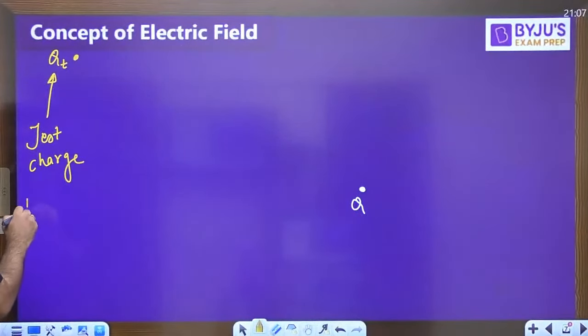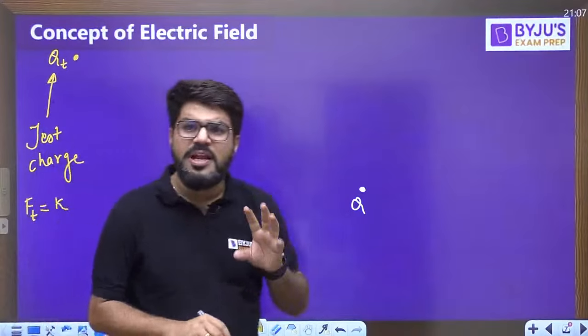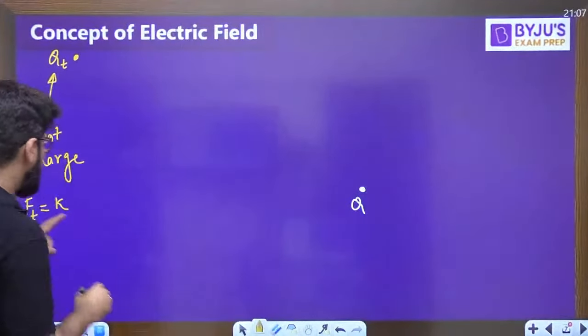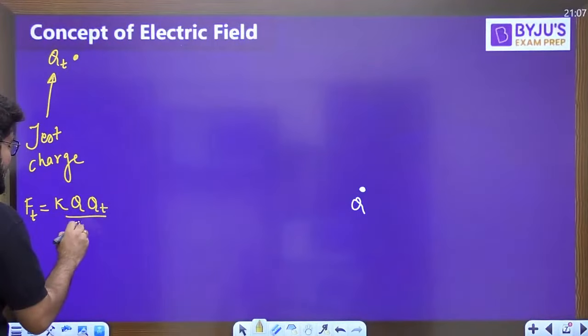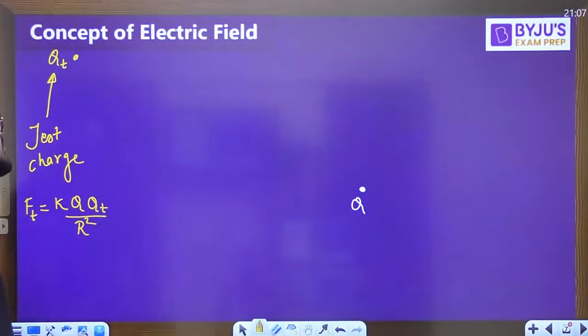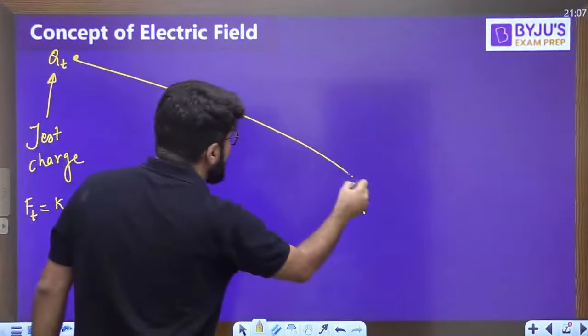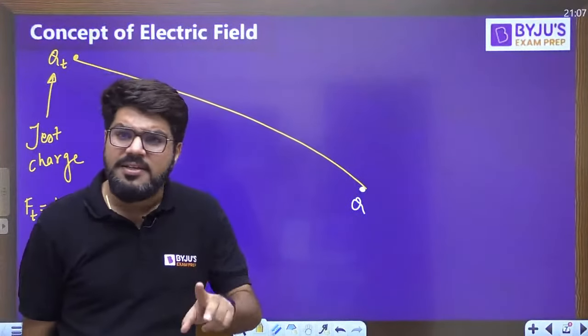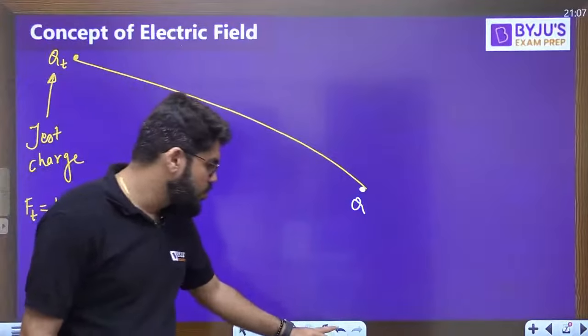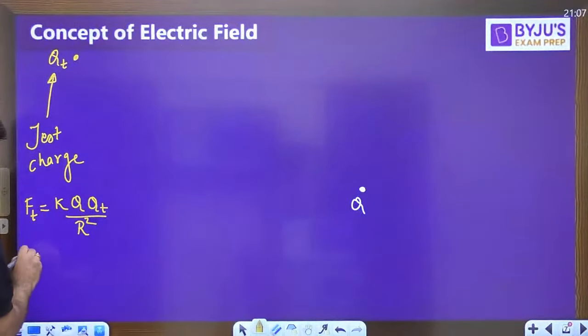Since it is at a far away distance, what is the force experienced by the test charge? According to Coulomb's law that we studied yesterday, the force is given by K Q1 Q2, so K Q into QT divided by R square, where R is the distance between them. And as I am telling, R is initially large, initially it is at a large distance with respect to the source Q.